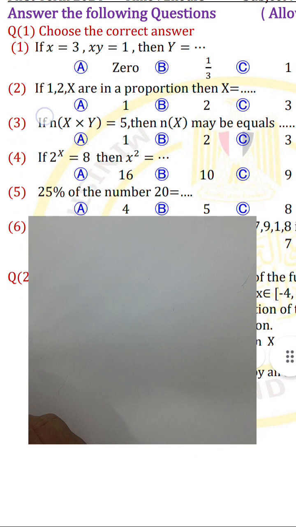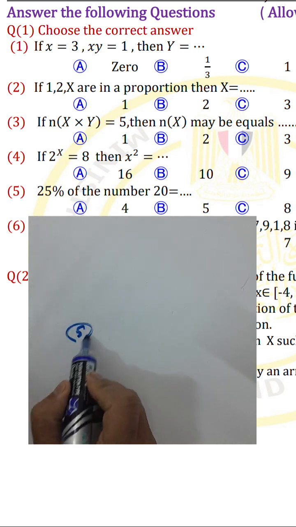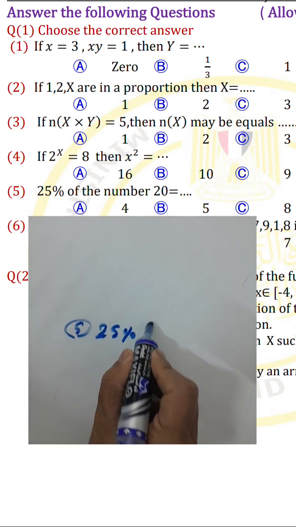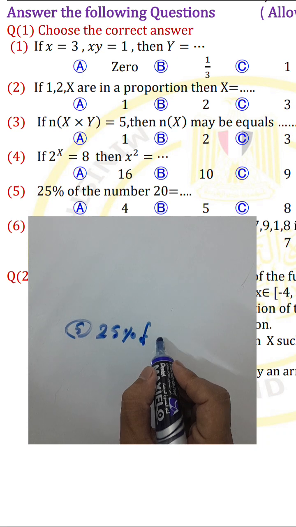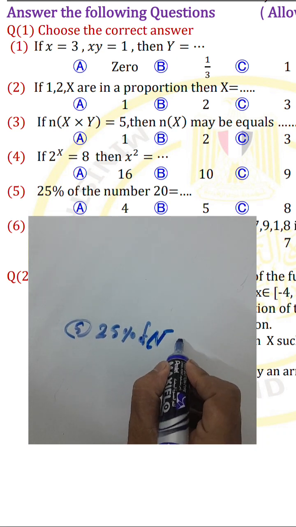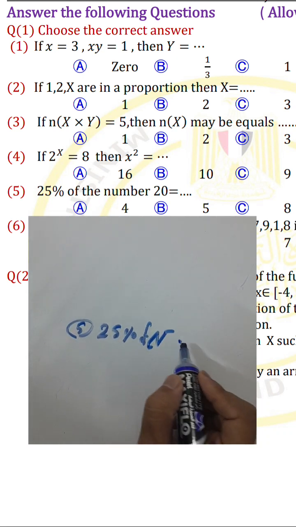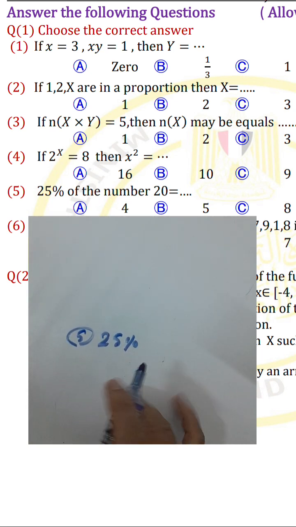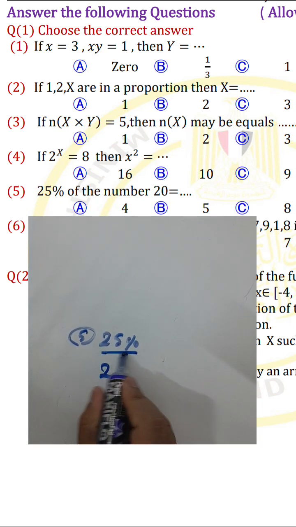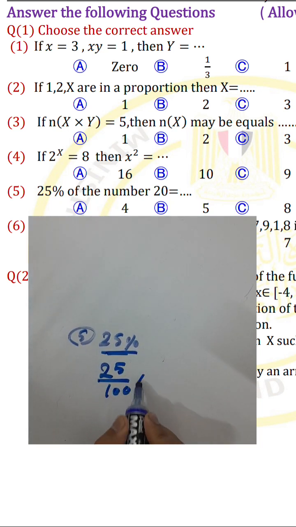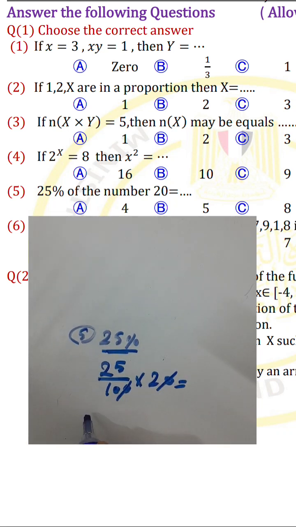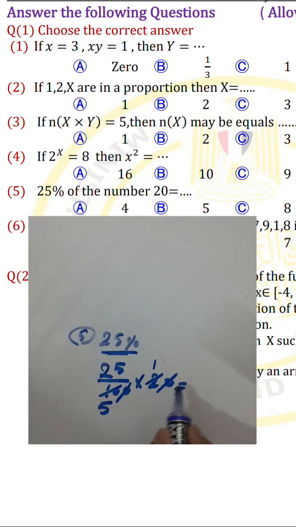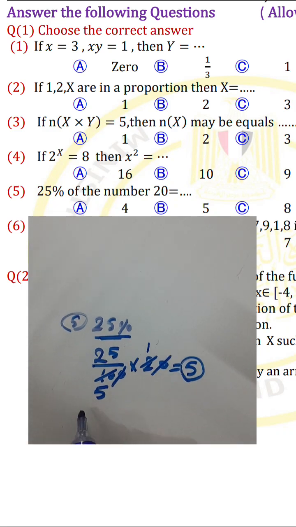Question number 5. 25% of the number 20 equals what? 25 percent means 25 over 100, multiplied by the number 20. We can cancel 0 by 0, and 2 divided by 2 equals 1. 10 divided by 2 will be 5. 25 divided by 5 equals 5. Then the result will be 5.